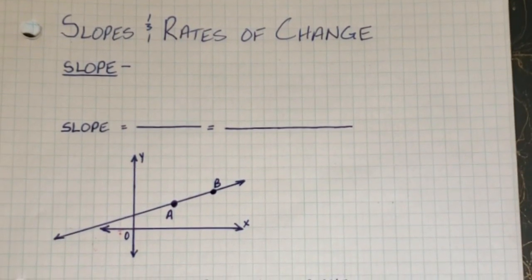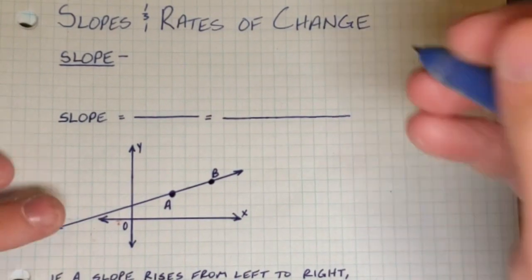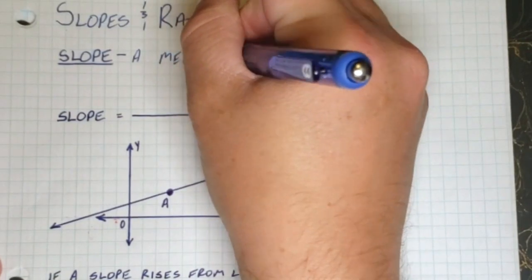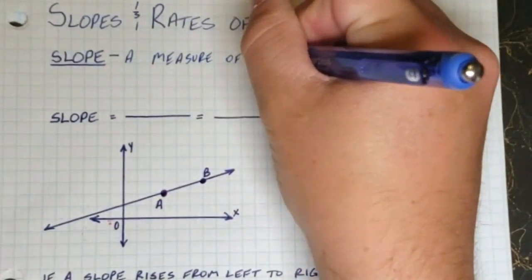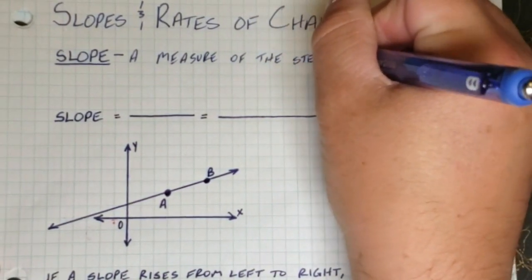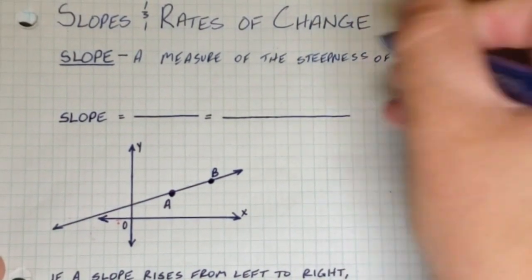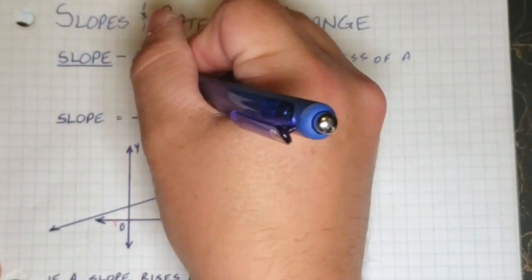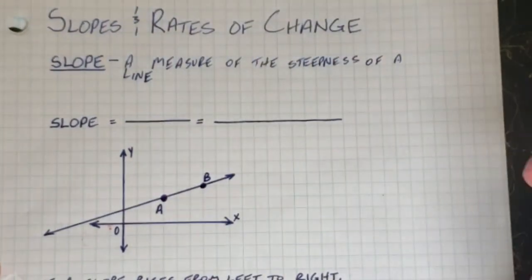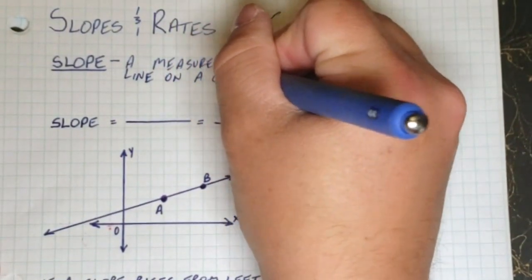All right, like I said, we are going to talk about slope today. Slope is a measure of the steepness of a line or a roof. The measure of the steepness of a line on a graph is what we're going to focus on today.